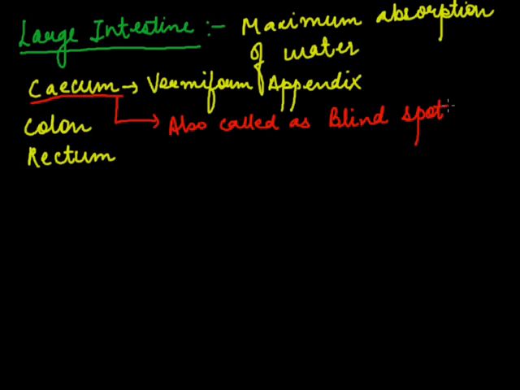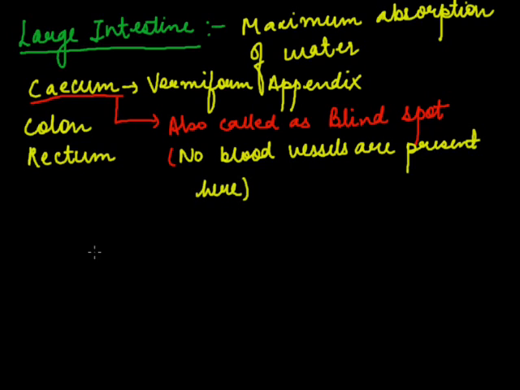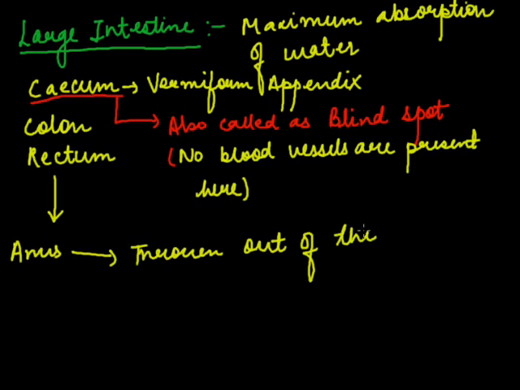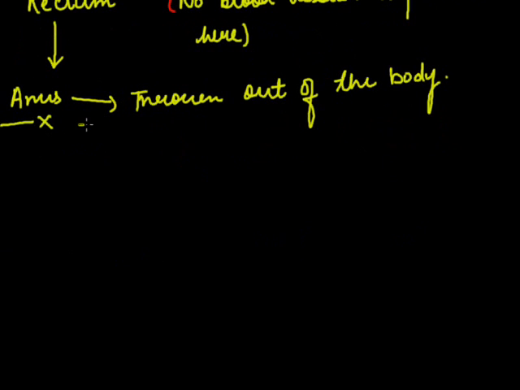Why is it called a blind spot? Because no blood vessels are present here, right? Then after this there is the colon and rectum, and through the rectum the undigested food enters into the anus, through which it is thrown out of the body. And this is all about the digestion.